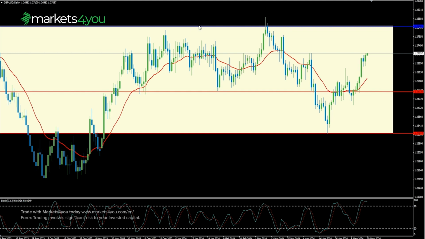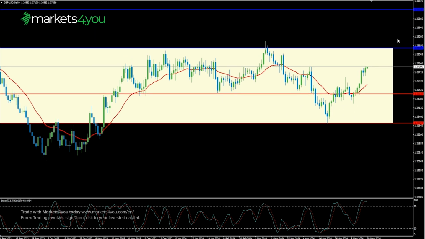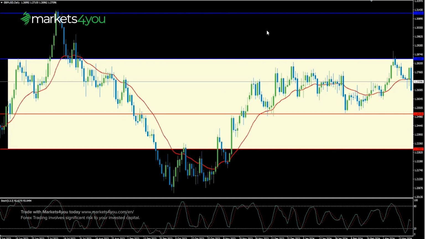Meanwhile, the resistance will be at 1.2850. I'm still putting it at 1.2850. The next support will be at 1.23, which is the lower one, since the 15th of November until now. So this will be the next support. Meanwhile, the next resistance will be at 1.31, which is the highest for the past few months.